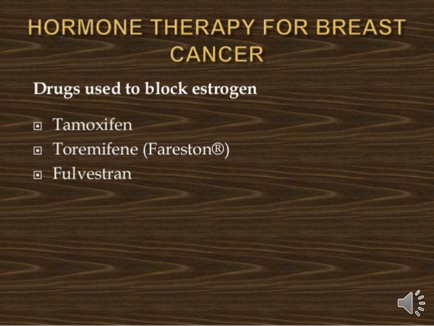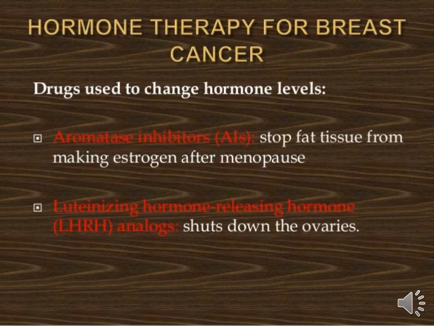Okay, now hormone therapy for breast cancer also uses drugs that change hormone levels. This kind of drug is also given for changing hormones during breast tumor or breast cancer. For example, aromatase inhibitor drugs stop fat tissue from making estrogen after menopause. So if we give them, we are capable of performing this function for that particular person.